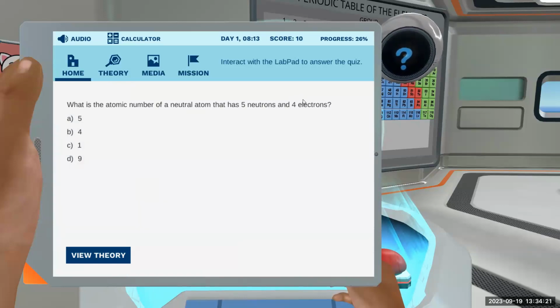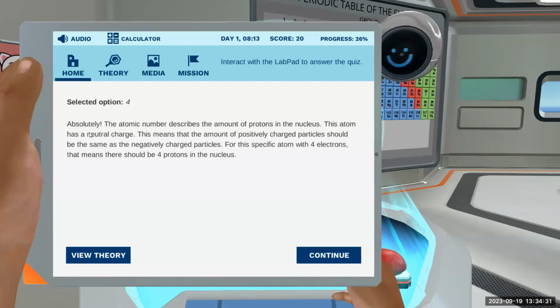Since we know electrons equal the same amount of protons, and this atom has 4 electrons, we can say that. Absolutely. The atomic number describes the amount of protons in the nucleus. This atom has a neutral charge. This means that the amount of positively charged particles should be the same as the negatively charged particles. For this specific atom with 4 electrons, that means there should be 4 protons in the nucleus.